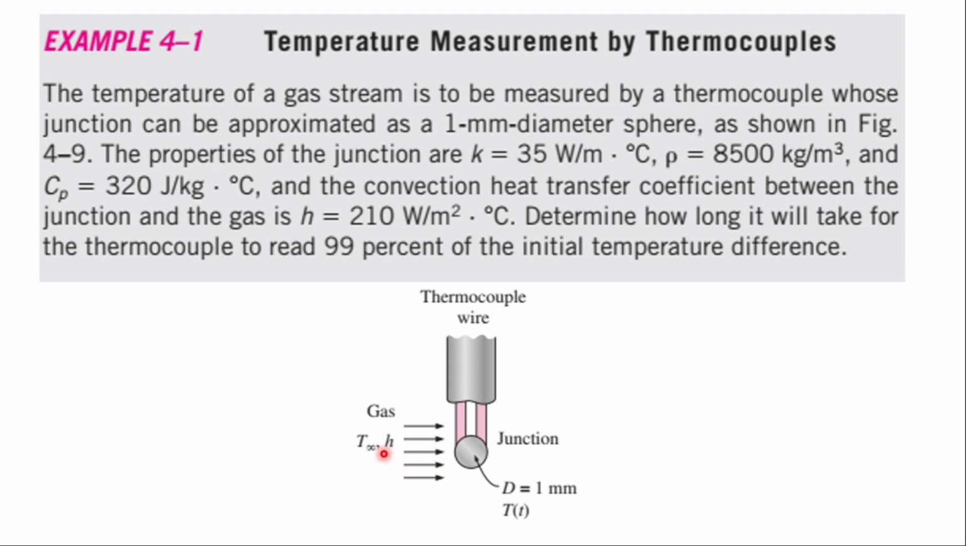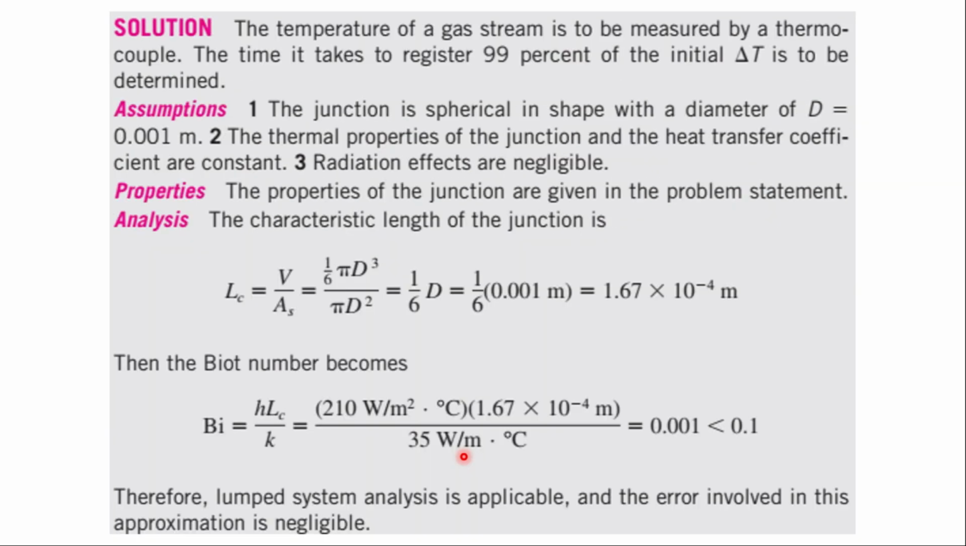This h is the convective heat transfer coefficient, which is given in the question statement as 210 watt per meter square per degree centigrade. The thermal conductivity of the tip of the thermometer is also given, that is 35, and the density and the Cp are also given in the question statement. What you have to determine is how long it will take for the thermocouple to read 99% of the initial temperature difference. Solution: the temperature of a gas stream is to be measured by a thermocouple. The time it takes to register 99% of the initial delta T is to be determined.